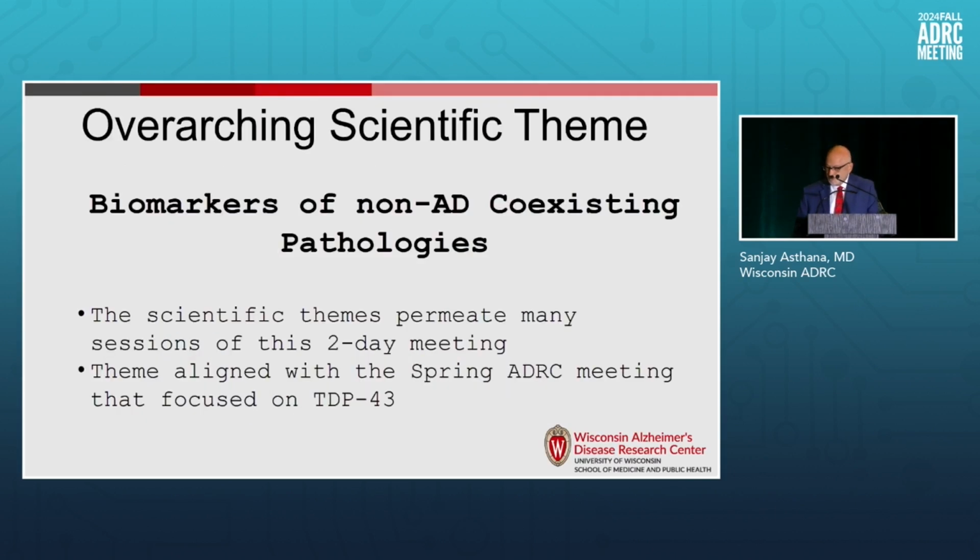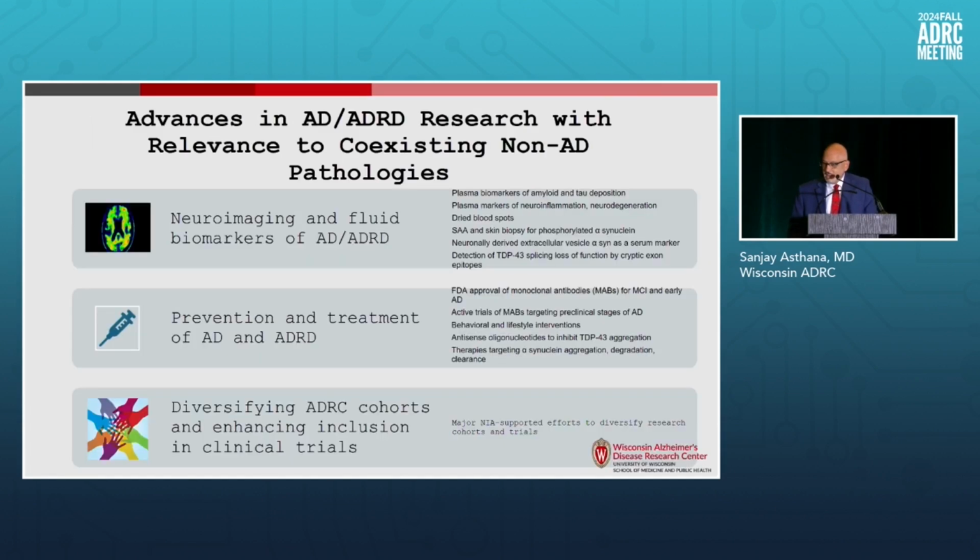So I've got no disclosures for this session either. You know the theme of this session. And in the next few slides, I want to make a case for how AD dementia research will accelerate research in non-AD dementias and coexisting pathologies. In the area of neuroimaging and fluid biomarkers of Alzheimer's disease, we made amazing advances. We already have well-validated blood-based biomarkers of amyloid and tau deposition. At the same time, we have markers of various molecular mechanisms that underlie AD pathology, namely neuroinflammation and neurodegeneration. Now, the information we've gained from these biomarkers can be directly applied to discovery of biomarkers for non-AD coexisting pathologies.